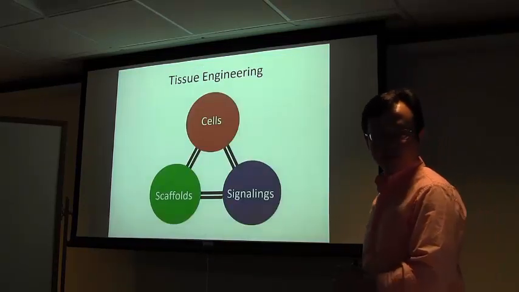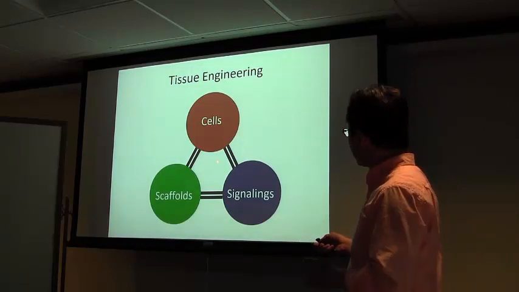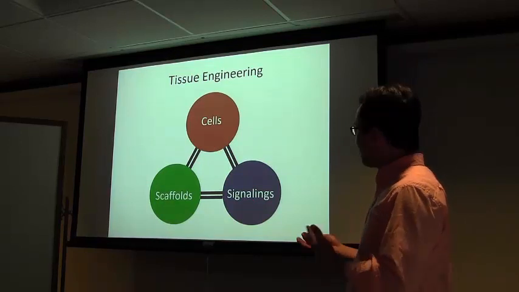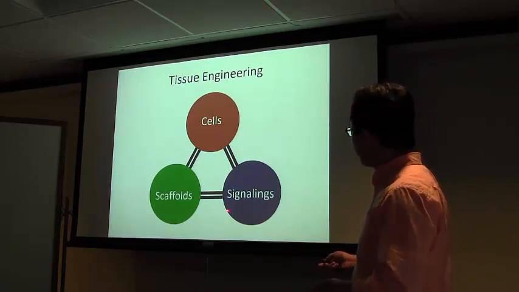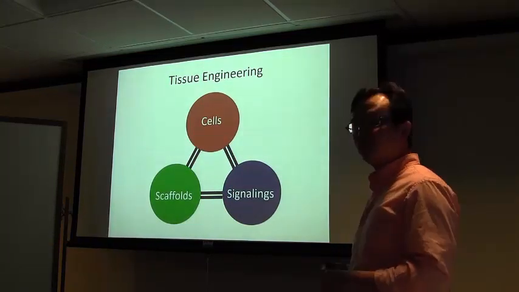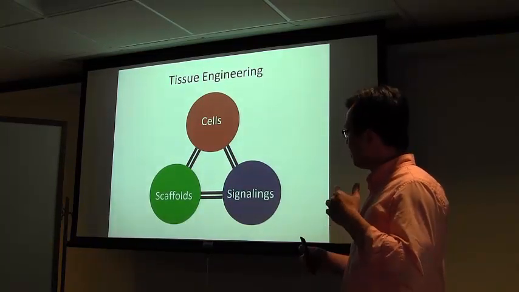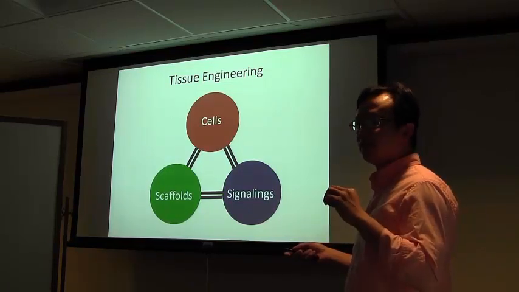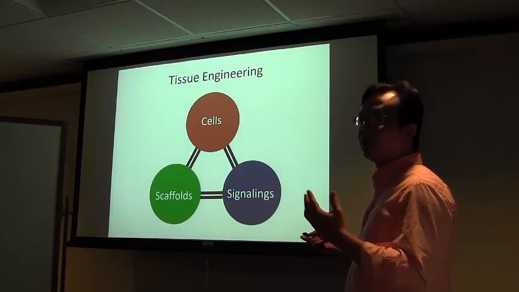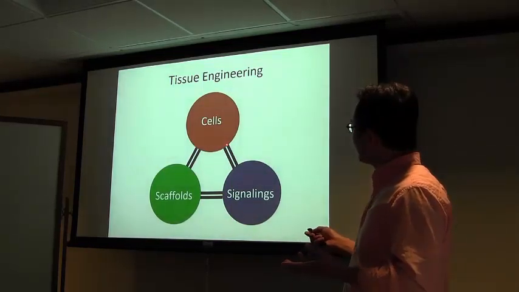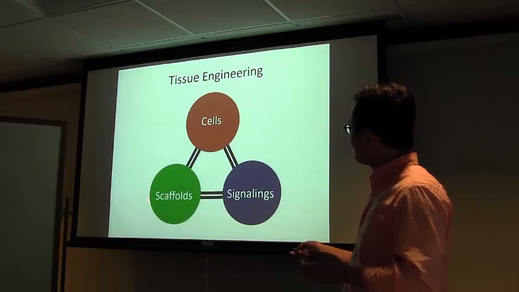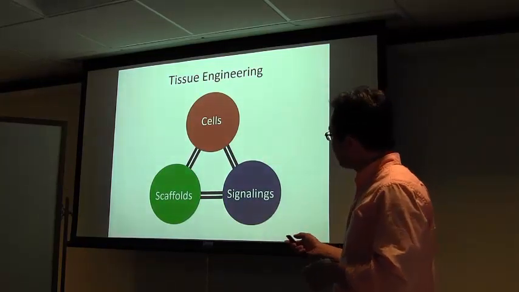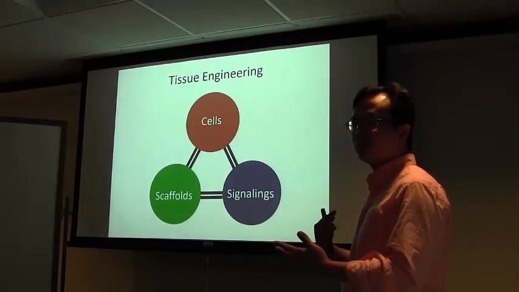If you simplify the process, you can split it into 3 parts: cells, signalings, and scaffolds. Cells are the base. No cells, no biology. Signalings are what you use to direct the cells to behave as you want. For example, if you want to make liver, you have to make the cells behave like liver cells. So the signaling directs the cell behavior. The scaffold is used to support the cells. Today I'm going to focus on this area. That's why we need 3D printing for the scaffold.